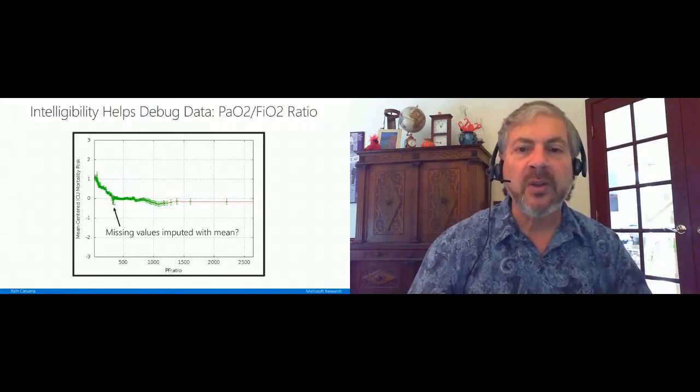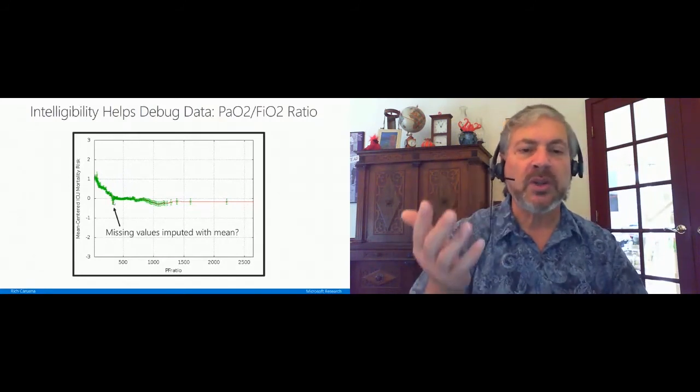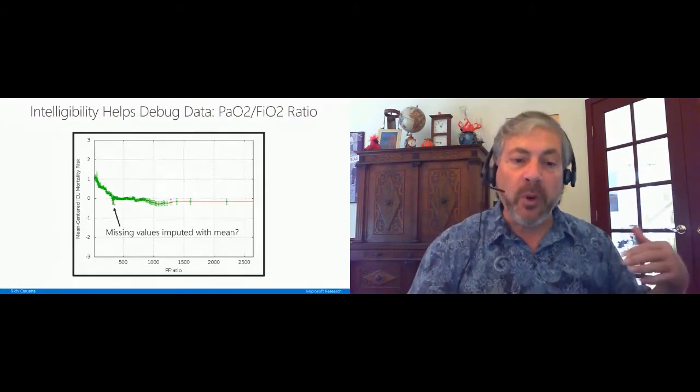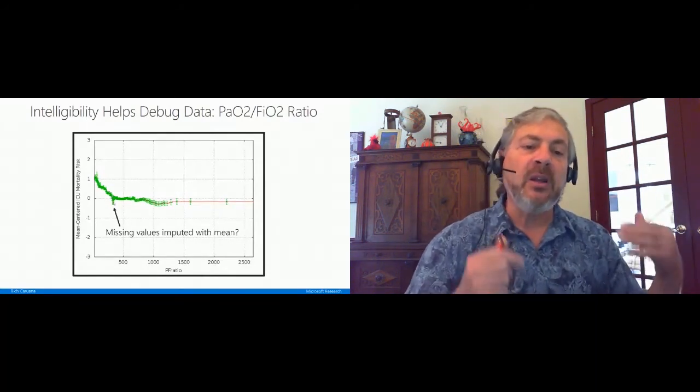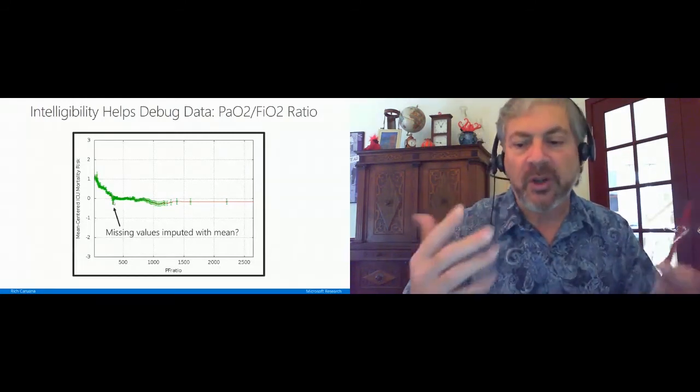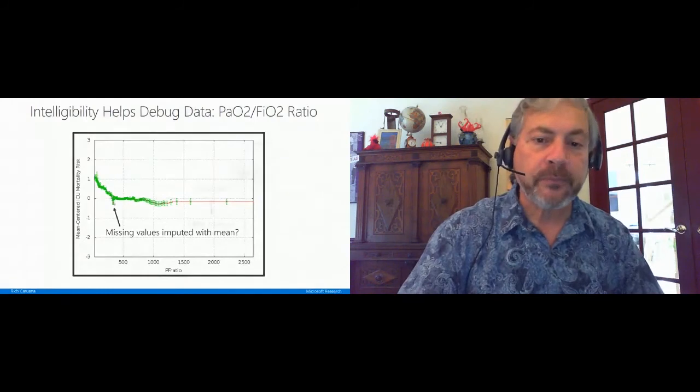So you can see how in this case, intelligibility has told us something about pre-processing that someone else did to the data set before we ever got to the data set. And it immediately showed us a problem that we knew we had to fix before we were going to consider using such a model clinically.